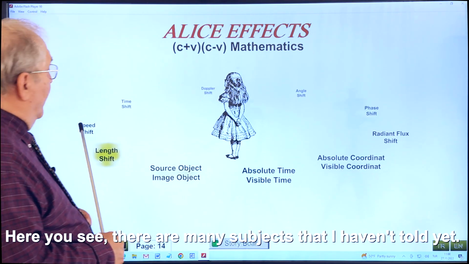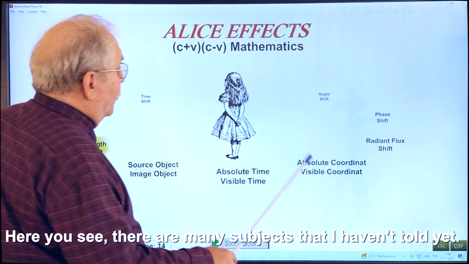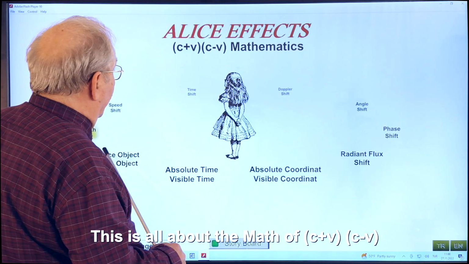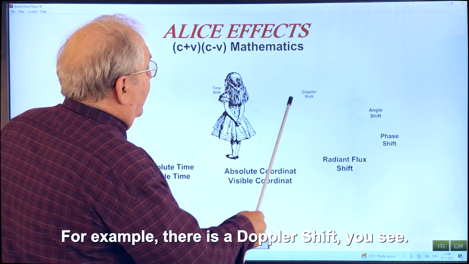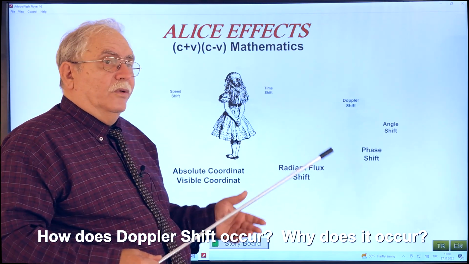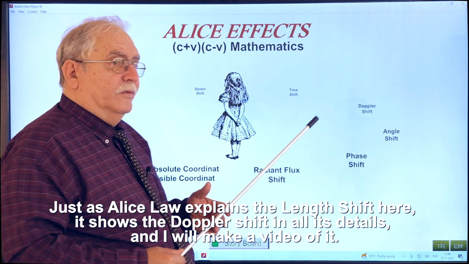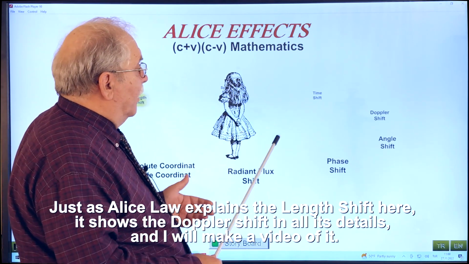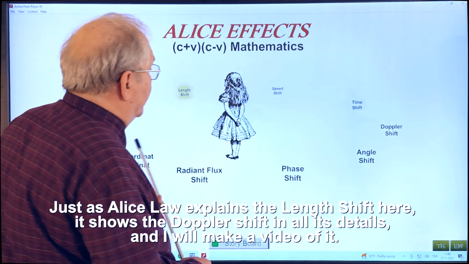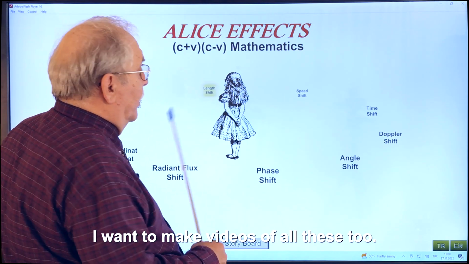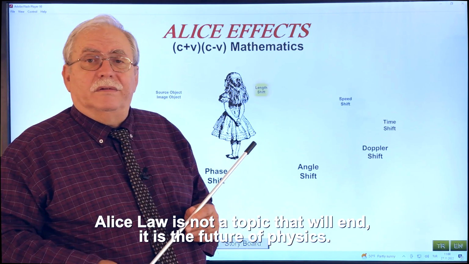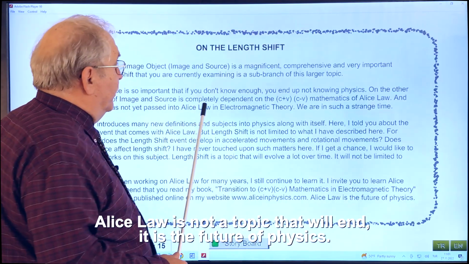Here you see, there are many subjects that I haven't told yet. This is all about the math of c plus v c minus v, for example. There is a Doppler shift, you see. How does Doppler shift occur? Why does it occur? Just as Alice's law explains the length shift here, it shows the Doppler shift in all its details, and I will make a video of it. I want to make videos of all these too, but apart from this I also have a lot of things to show. Alice's law is not a topic that will end. It is the future of physics.